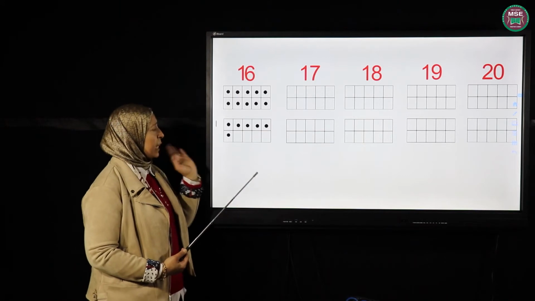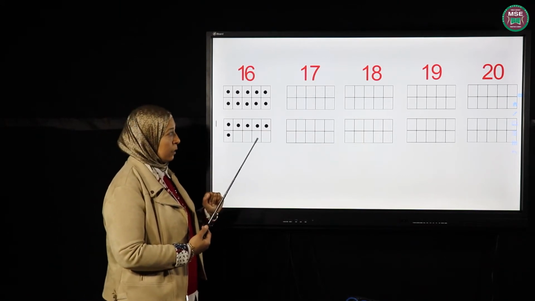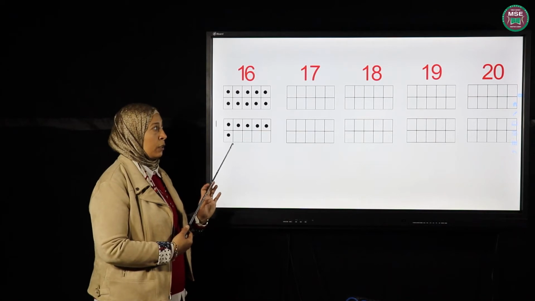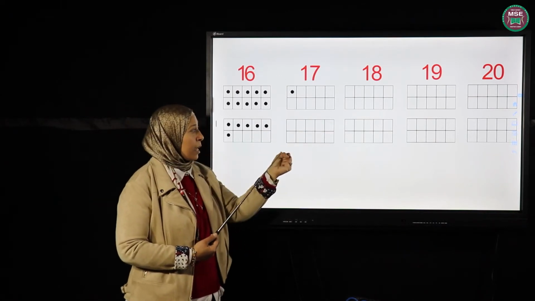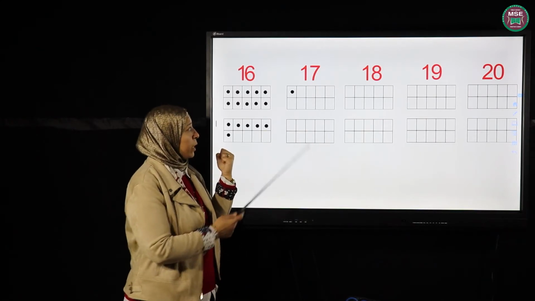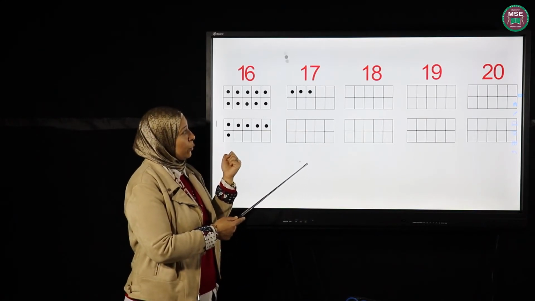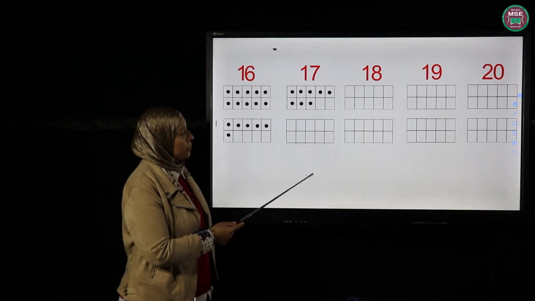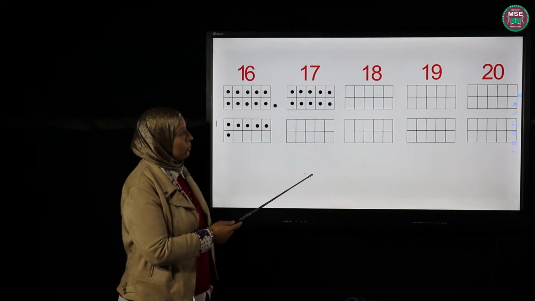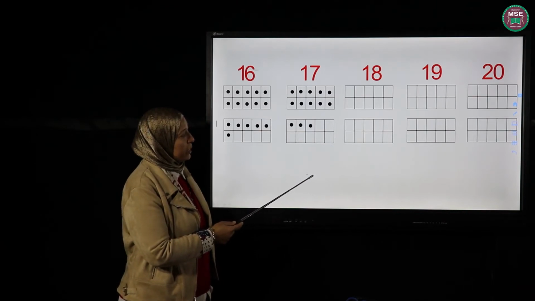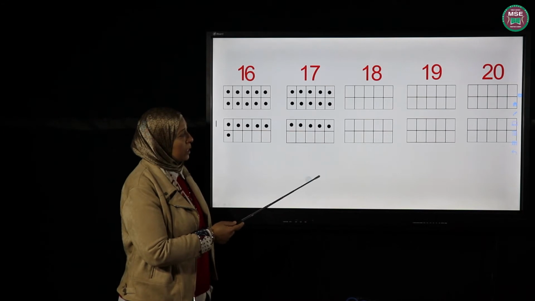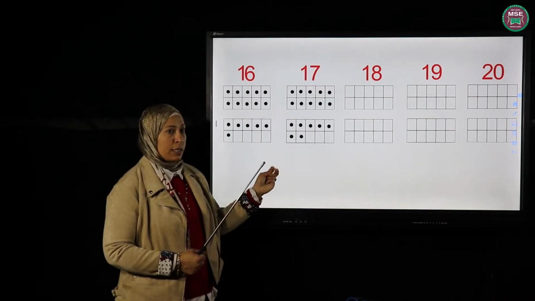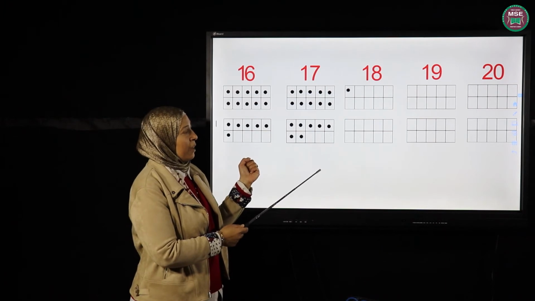So we have to count and make the dots when we are doing the 10 frame. Okay? After 16, what comes? 17. How many dots do you think I'm gonna need to do 17? I need 10 and 7. Excellent. 10 and 7. Let's try. Here I have 1, 2, 3, 4, 5, 6, 7, 8, 9, 10, 11, 12, 13, 14, 15, 16, and finally 17. How many did I need? 10 and 7.